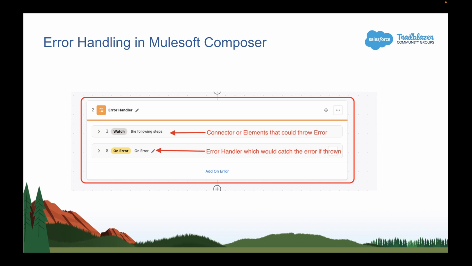So we have an error handler block. In this you can see that there are two blocks over here: one is the watch and another is on error. The watch would contain the connectors or components which you feel would throw an error, or based upon past experiences of your MuleSoft Composer flow usage. You can put these kinds of connectors or elements in the watch, and whenever an error is thrown from the watch, it would be caught by the on error block inside the error handler.